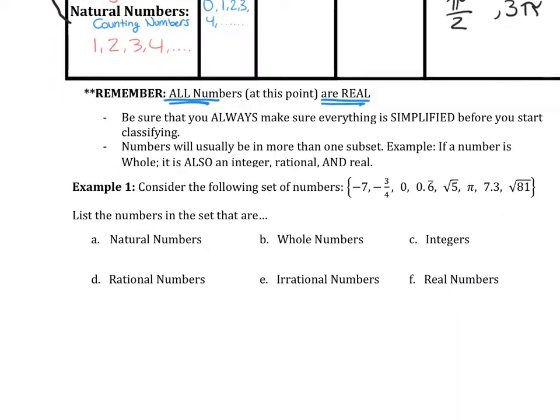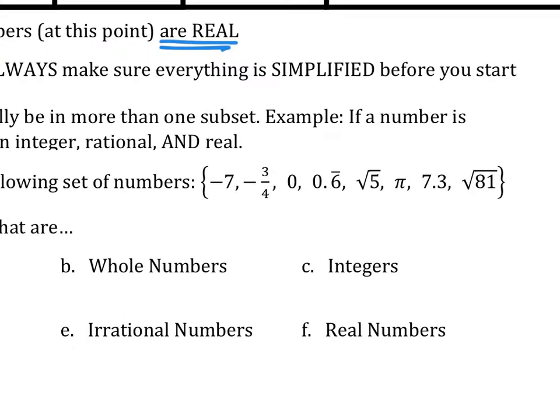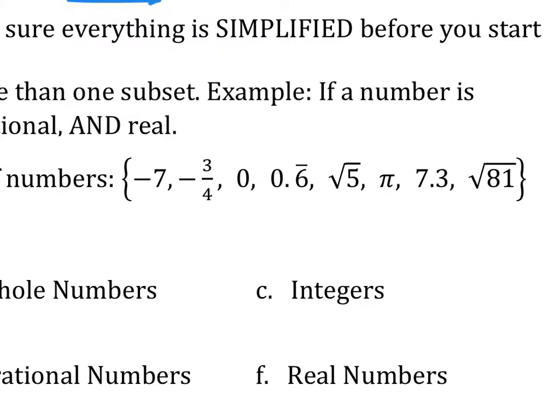Okay, so keeping those in mind, we're going to do this example 1 together. So we have a set of numbers, and we just want to list the numbers in the appropriate subsets here. So first, before I even worry about classifying, I'm going to look at all of my numbers and make sure that everything is simplified. So -7, there's nothing more we can do there. -3/4, can I simplify that anymore? No, but remember, if it wasn't obvious, you can use your calculator to check, right?